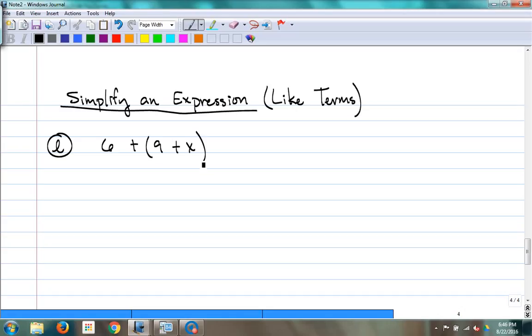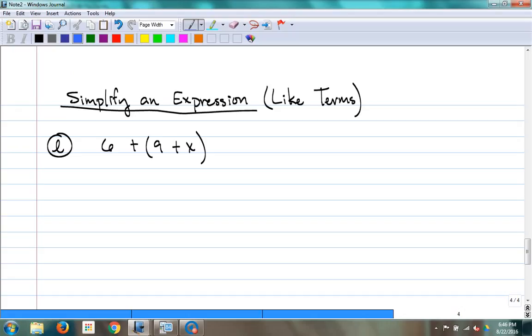All right, so we have 6 plus (9 plus x). Okay, so we've got this expression. They want us to simplify it, so we have to put the like terms together. Well, what are the like terms in this problem? The 6 and the 9. How do you put them together?